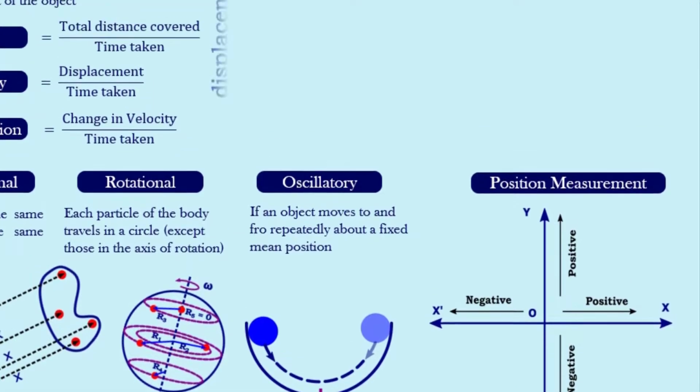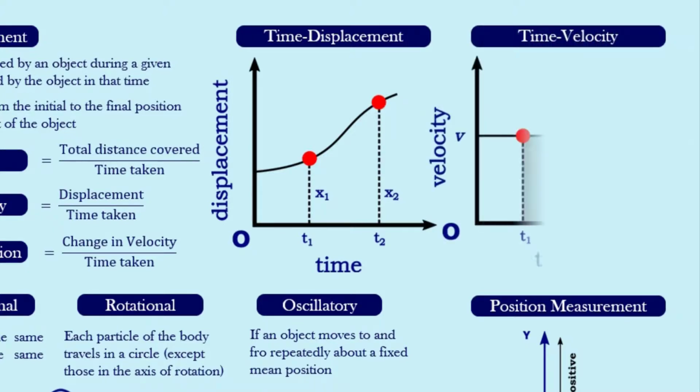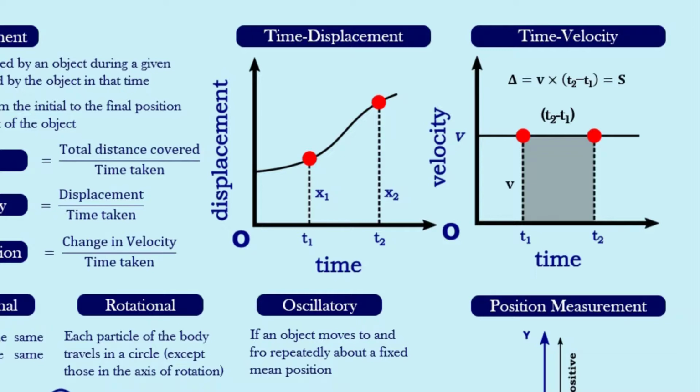Now let us discuss the time displacement curve. When an object changes its position towards a particular direction with respect to time and the phenomenon needs representation in the graphical form, it can be expressed in this manner. Another interesting plot is the time velocity plot. Suppose an object is moving with velocity v over a time interval t1 to t2. This kind of situation can be expressed using the following curve.